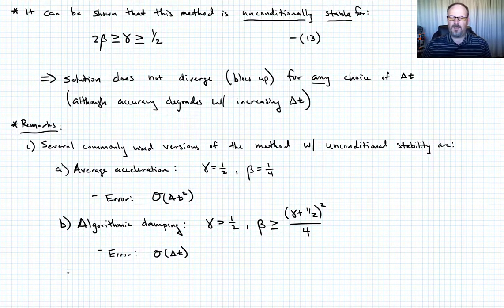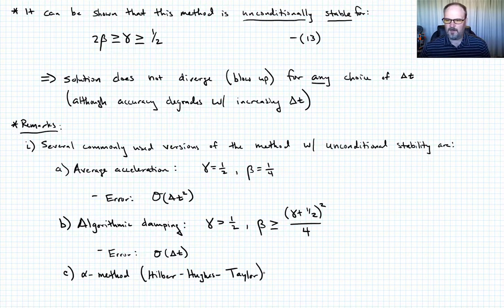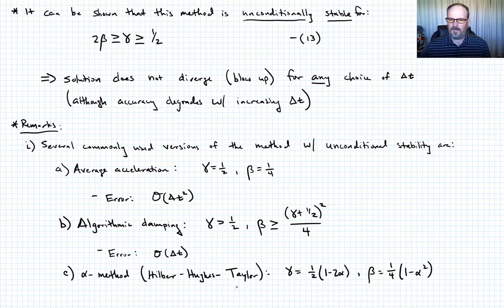Then a method that is also worth noting is called the alpha method. This is sometimes called the Hilbert-Hughes-Taylor method. In this case, gamma is equal to 1/2 times (1 minus 2 alpha), and beta is equal to 1/4 times (1 minus alpha) squared. In this case, alpha is less than or equal to 0 and greater than or equal to -1/3.